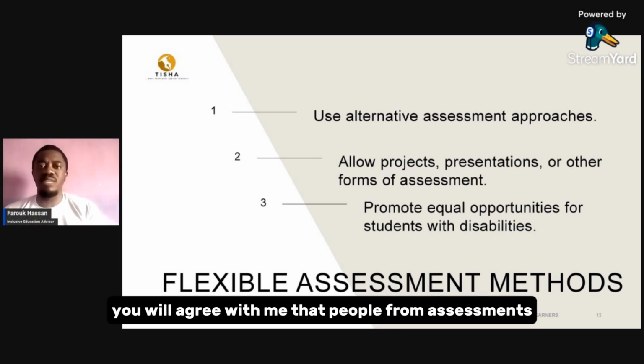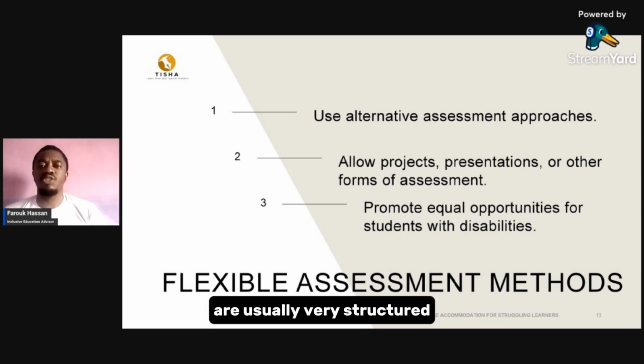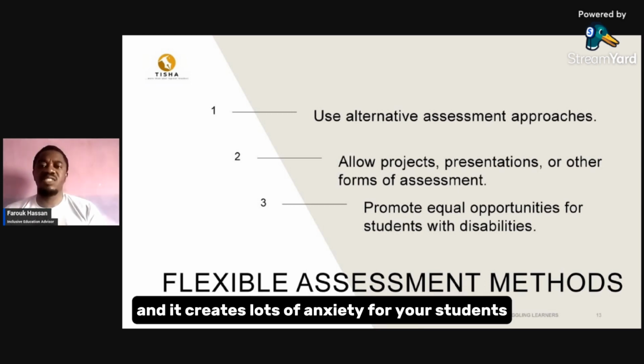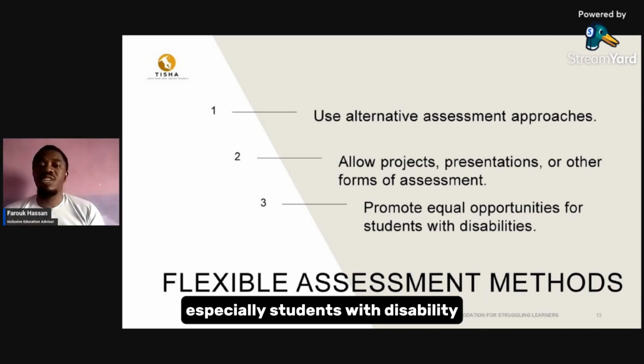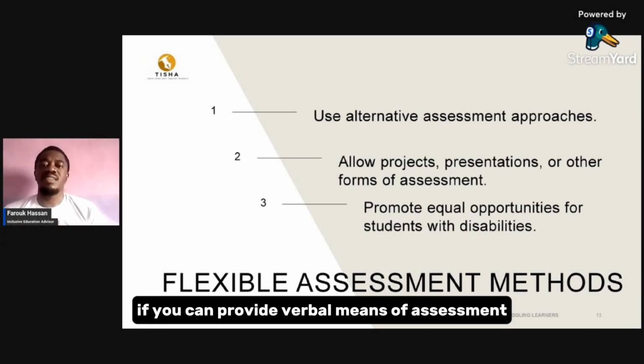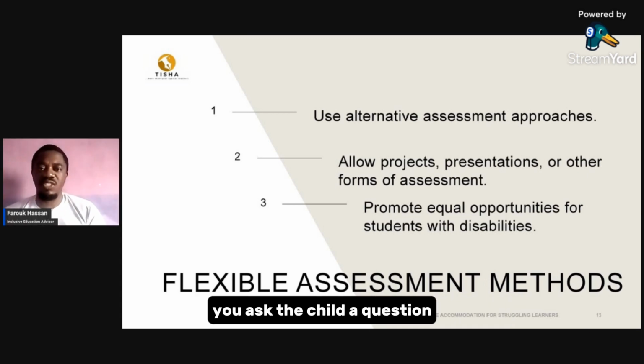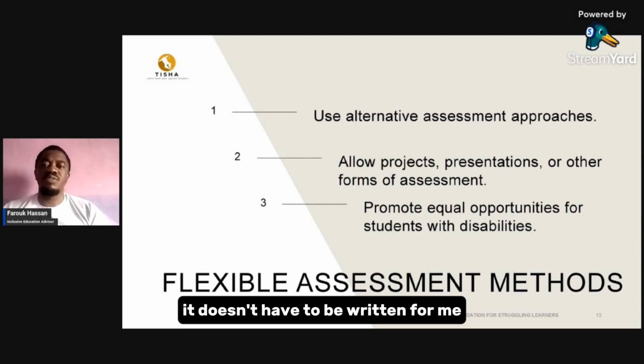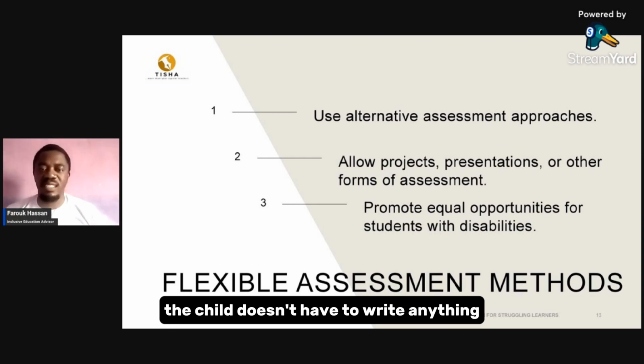You will agree with me that paper form assessments are usually very structured, and it creates lots of anxiety for your students, especially students with disability. If you can provide verbal means of assessment, you ask the child a question, the child responds to you, gives you what you want, that child is good to go. It doesn't have to be written form. The child doesn't have to write anything.